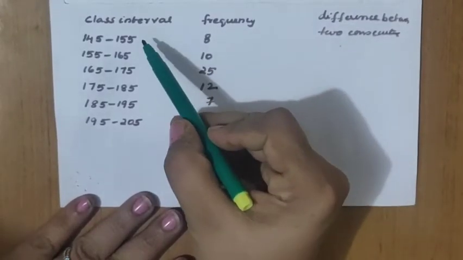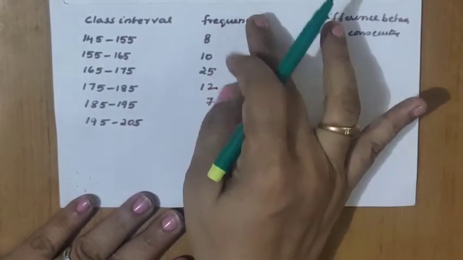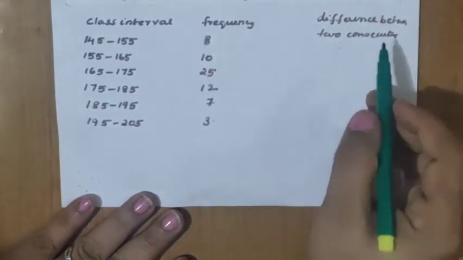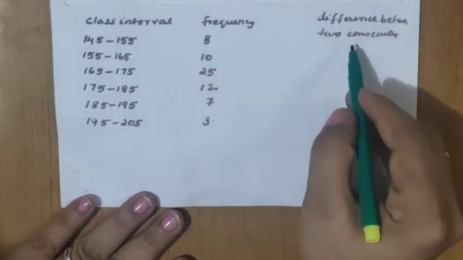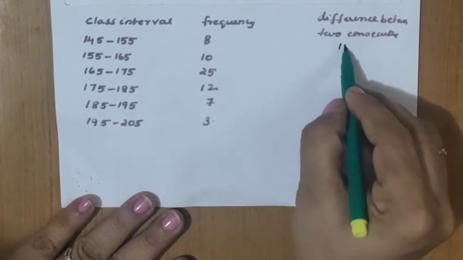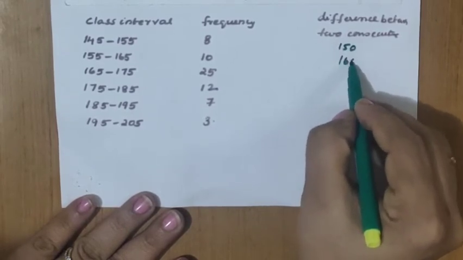So we need class interval and frequency. Frequency there is no change, as it is the same only, we'll write it. Now what is the next step? Here I'll do it roughly. What is the class interval? Class marks we got 150, 160.